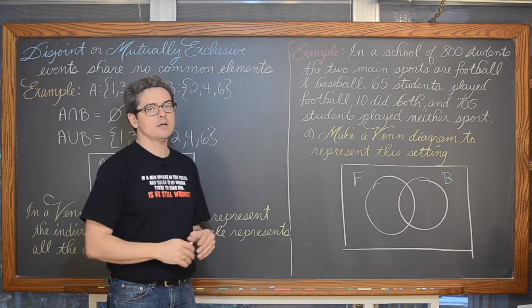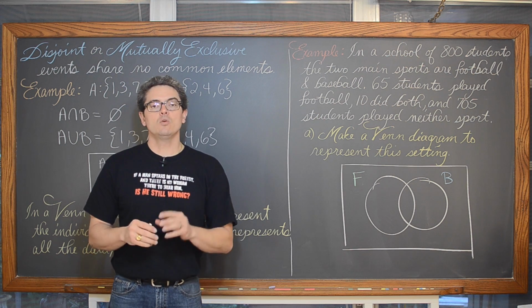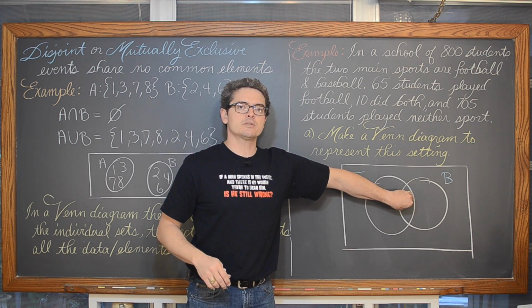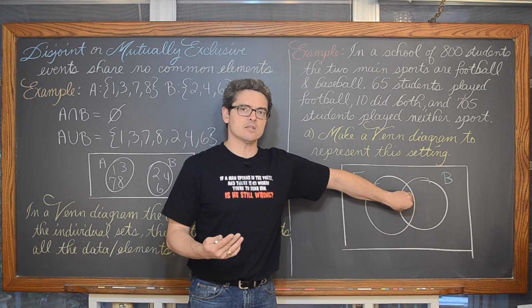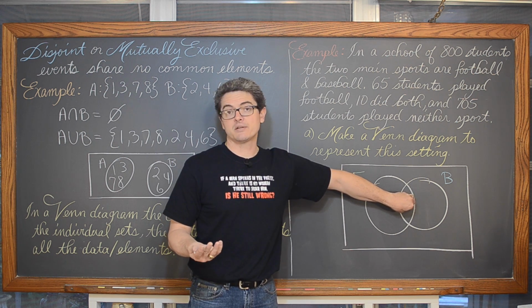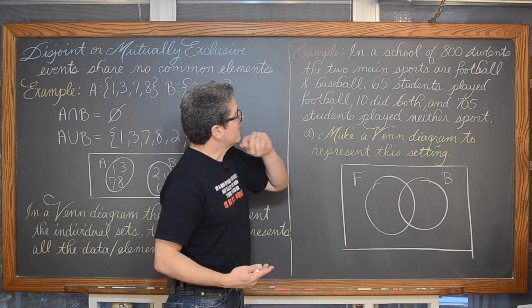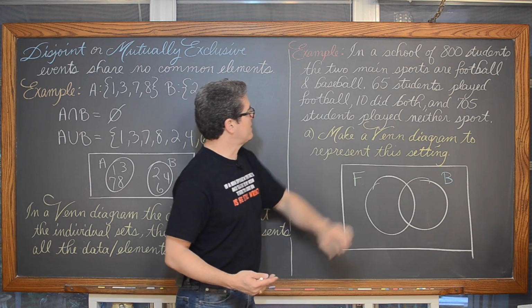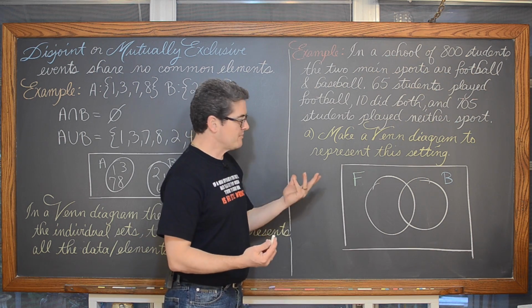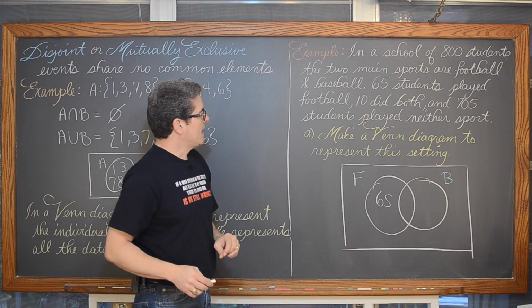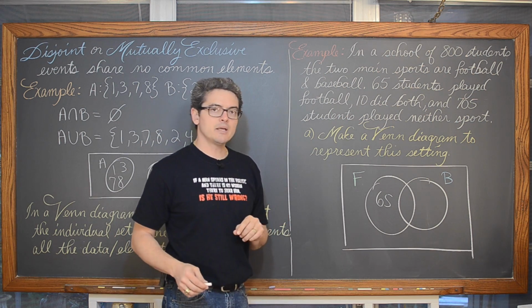Now, when you make a Venn diagram to represent a word problem, you want to start at the most overlap, where most of the sets share the same space, where there's the greatest intersection, if you will. So let's see here. We have 800 students. We have 65 play football. And you might be tempted to go, okay, football, 65. That circle is for football players. And then 10 played both.